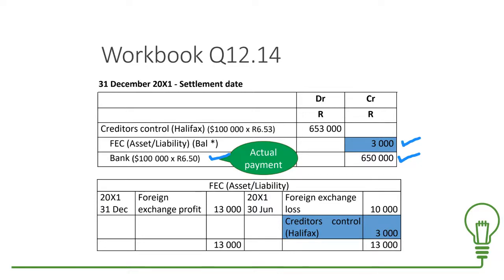FEC asset of 3,000 rand, but let's just hold off on the FEC asset because when we pay the creditor, we have to pay the creditor at spot rate on the settlement date. So we're using 6 rand 53 to pay the creditor, and the difference between these two amounts will always be equal to the FEC asset. The difference between the amount that we pay the creditor and the amount that we pay the bank is always going to be the FEC asset. Okay.